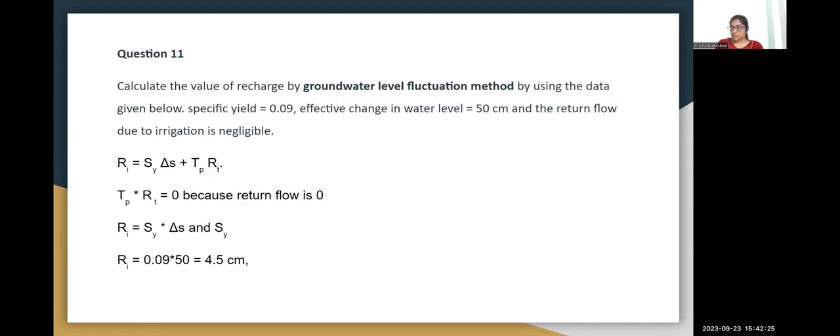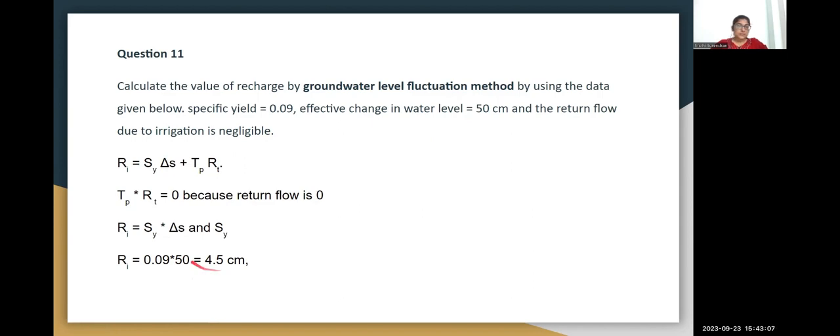Okay, so let's look at the solution. Here the specific yield value is given, delta S value is given. Nothing is said about Tp. Rt value is said to be negligible. So when you take Rt equal to 0, Tp into Rt is going to be 0, so this entire term will be equal to 0. Then recharge can be calculated just as a product of Sy and delta S, and Sy is equal to 0.09. So 0.09 into 50, the change in water level, will give 4.5 centimeters. So the correct answer is 4.5 centimeters.